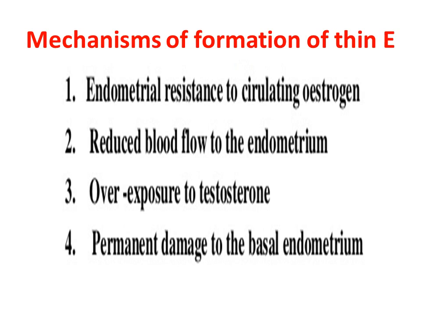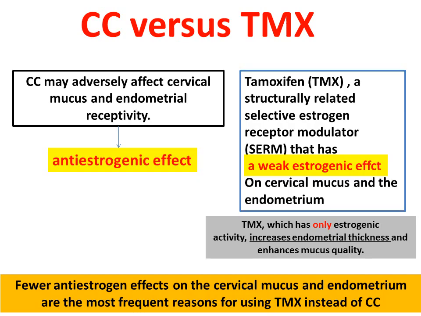So the mechanisms of formation of thin endometrium: endometrial resistance to circulatory estrogen, reduced blood flow to the endometrium, overexposure to testosterone, or permanent damage of the basal layer of the endometrium.